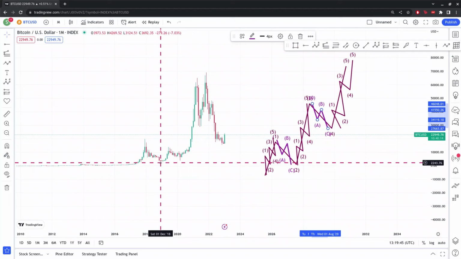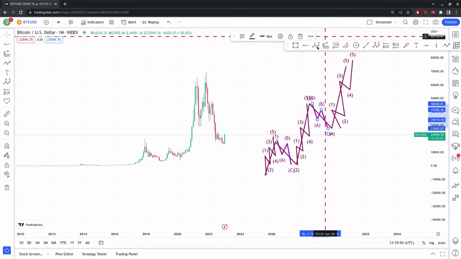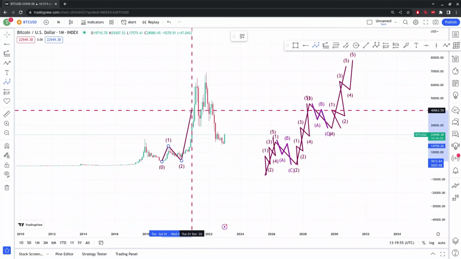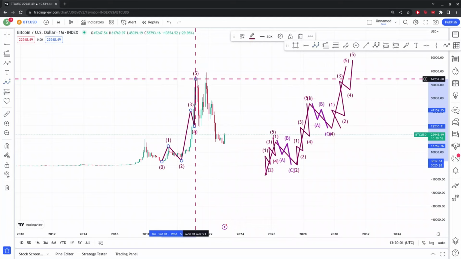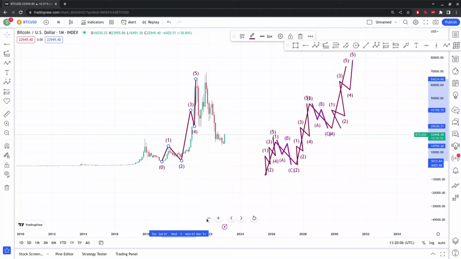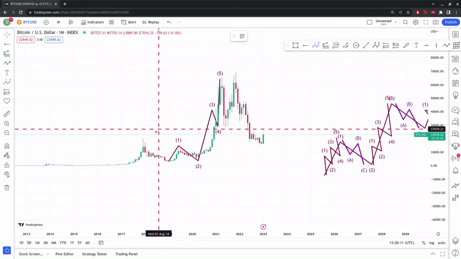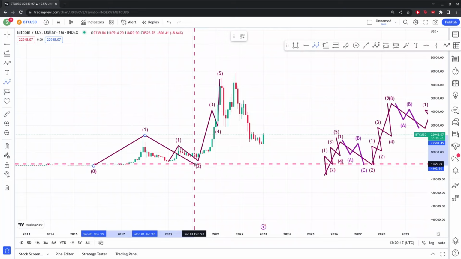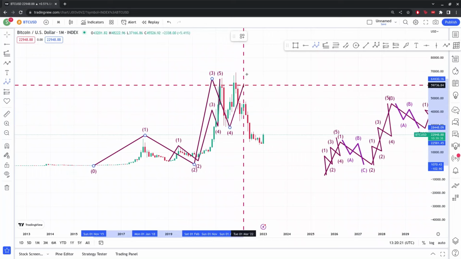Then the next, after the second wave, what comes next is the third wave, where we could see the fractals of the third wave, where this is the first wave, the second, the third, the fourth, and the fifth. And what comes next is the fourth wave and the fifth wave. So I'm going to draw the whole wave pattern so you can see it properly. This is the first wave, the second wave, the third wave, the fourth wave, and the fifth wave.